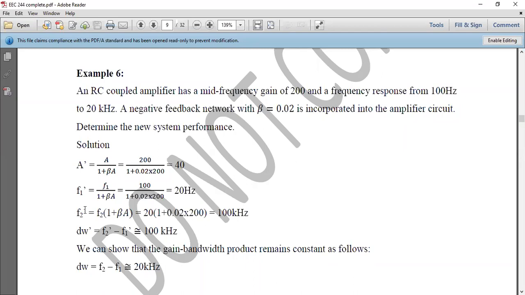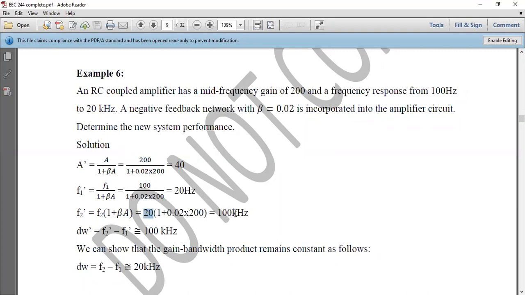Now F2 prime. F2 prime is equal to F2 multiplied by 1 plus beta A. So we substitute then again into the formula. We have 20 kilohertz multiplied by 1 plus 0.02 times 200. Now here we wrote 20 here. It's actually 20 kilohertz from the question. It's not 20 hertz.